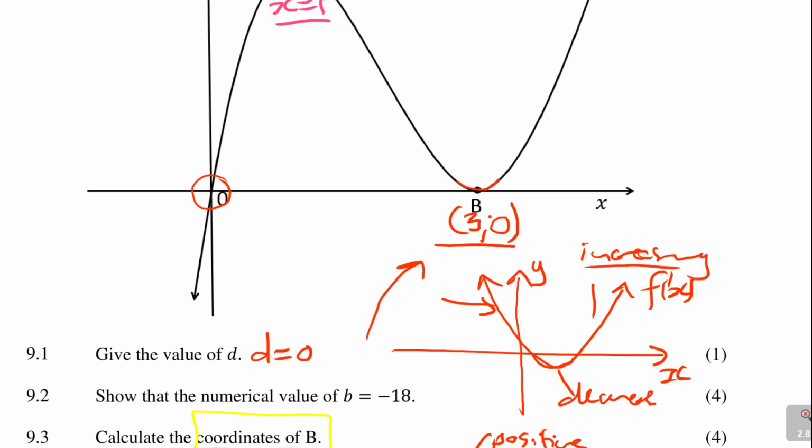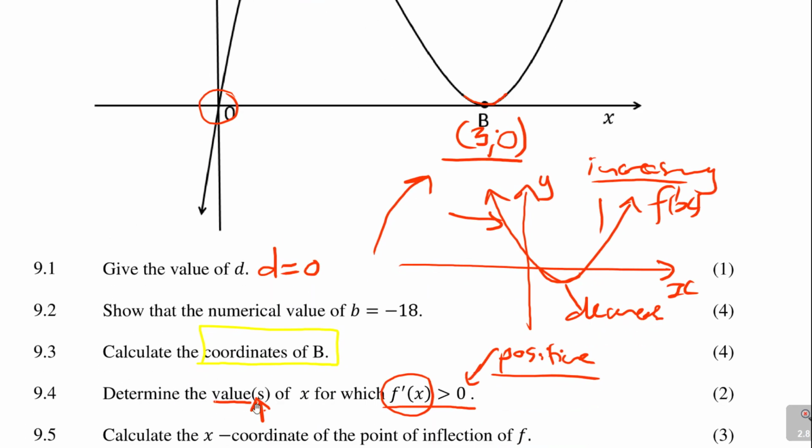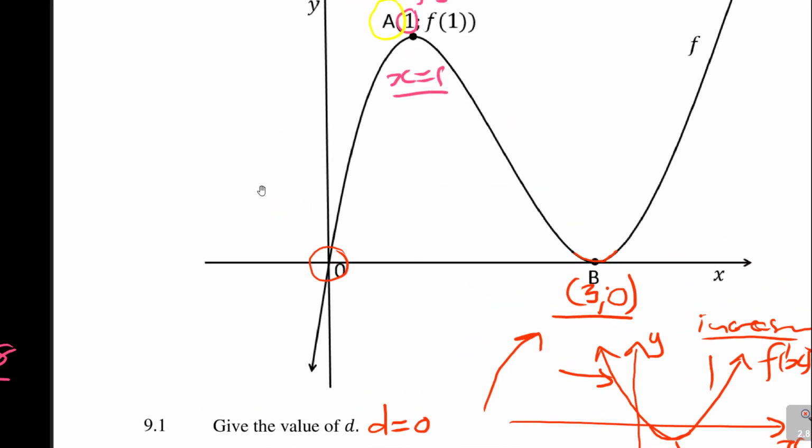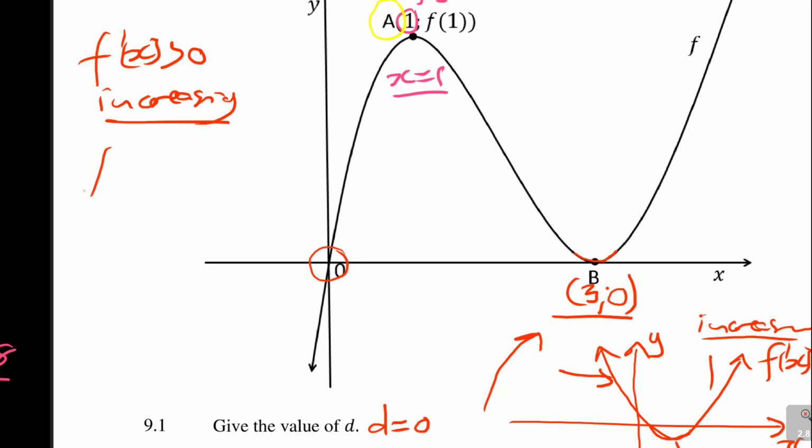So what you need to do, they are saying determine the values of x for which the derivative is greater. So you look for f prime x to be greater than 0. Look for the part where the graph is increasing. Then the opposite is true. If you're looking for f prime x less than 0, look for the part where the graph is decreasing. So let's look for the part where the graph is increasing, and look at this.